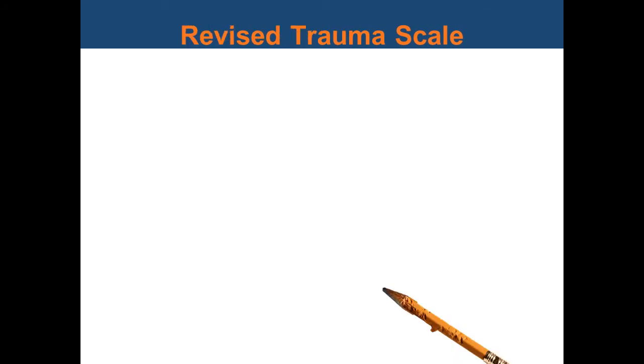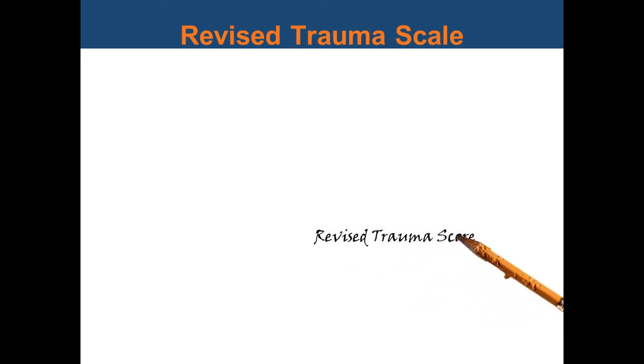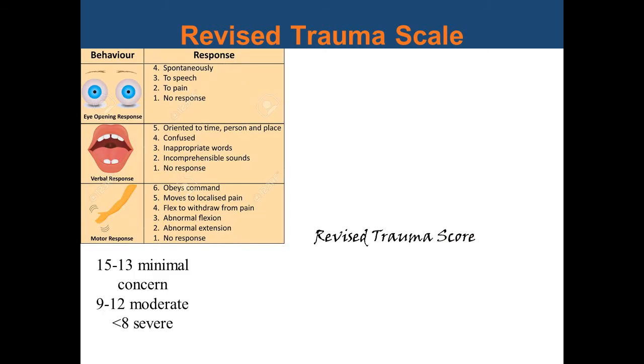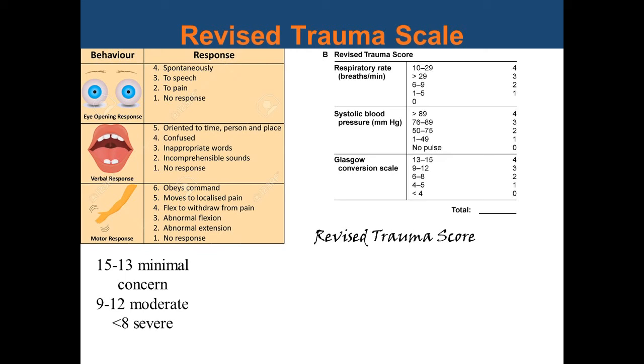Let's look at the revised trauma score. After we've got the Glasgow Coma score figured out, then we're ready to start our revised trauma scale, we'll put it that way. So we've got our Glasgow Coma score, and we recognize that we can break that down into less than 13 would be a minimal concern, and 9 to 12 would be a moderate, and then less than 8 would be a severe concern. So we can add that to the respiratory rate and systolic blood pressure, and we can come up with a specific score for our revised trauma score.